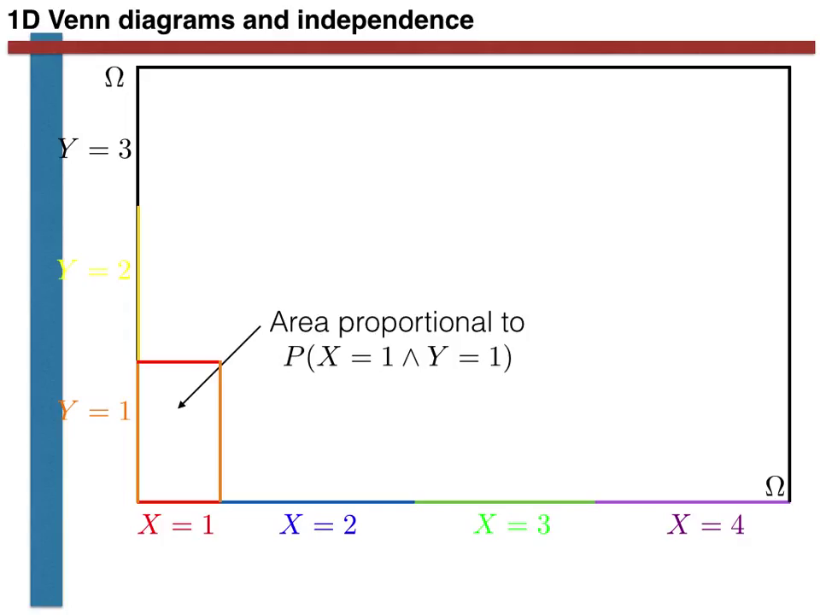We know the edges of this area, however, because of the way that we constructed our one-dimensional Venn diagrams. So the base of this rectangle has a length that is proportional to the probability that capital X is equal to 1. The height of this rectangle, by contrast, is proportional to the probability that y equals 1. As such, this area is equal to the probability that y equals 1 multiplied by the probability that x equals 1. So when we represent this area in this way, these two events, x equals 1 and y equals 1, must be independent.